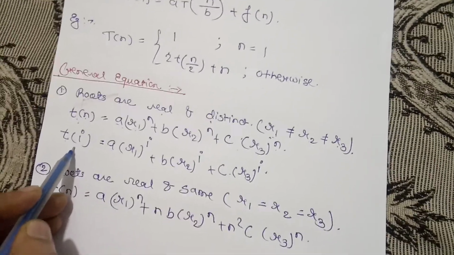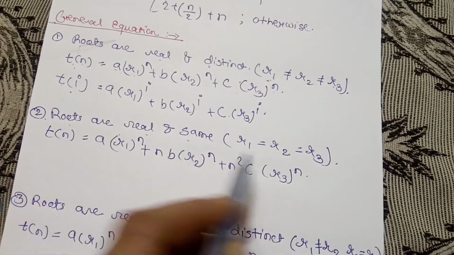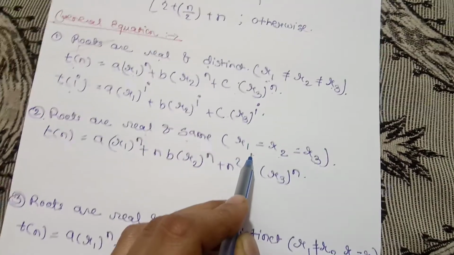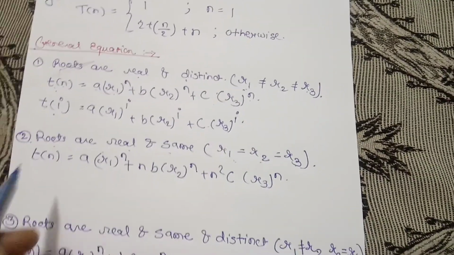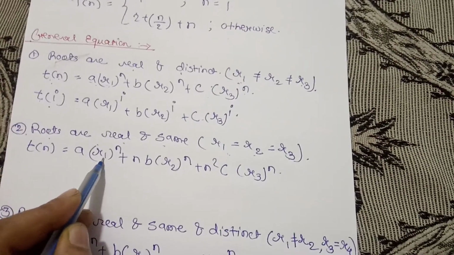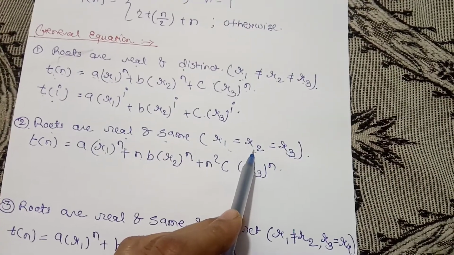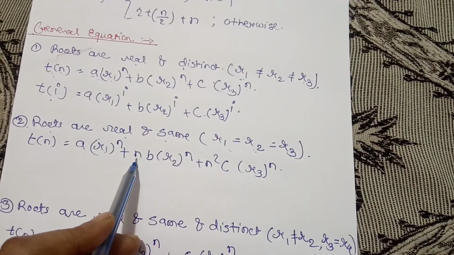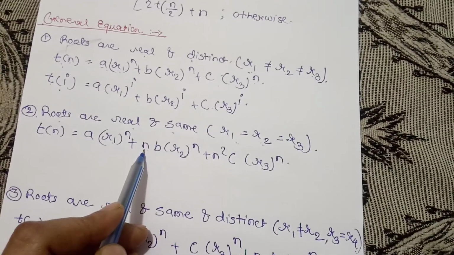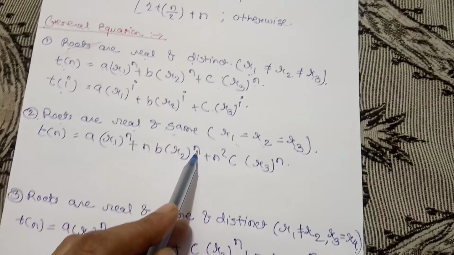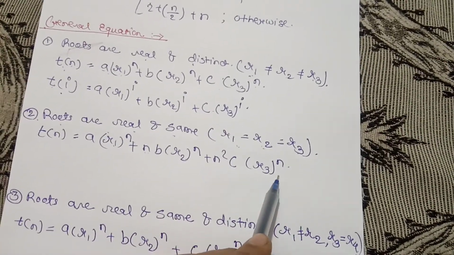Now next, if the second condition is given like this, roots are real and same, that means r1, r2 and r3, all of the root values are the same, then how to write the generalized equation for it? T(n) = a r1^n + n b r2^n + n^2 c r3^n. That means from the second root onward we multiply by n with an increased power. The first power is 1, that's why n to the power 1, that is n.